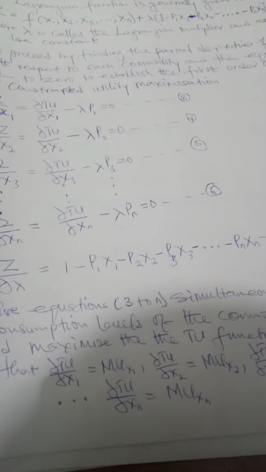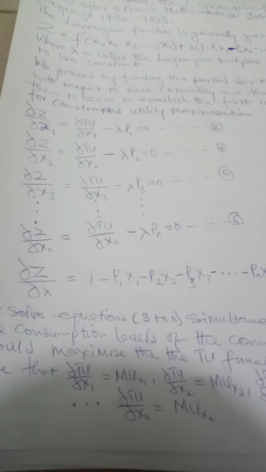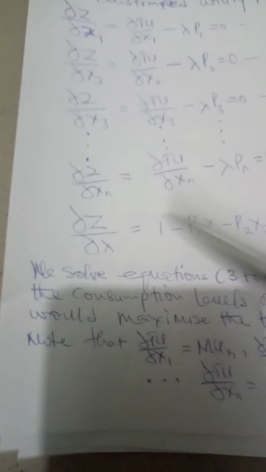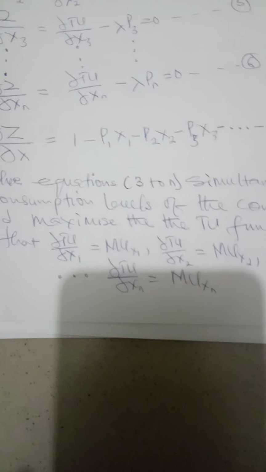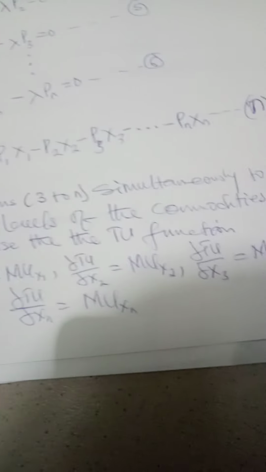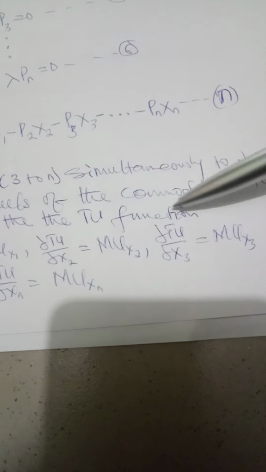Let's just leave it at that. The essence is for you to understand that you have to name the equations until you get to the one that we differentiate with respect to lambda. The next thing expected of us is to solve equations 3 to n simultaneously to determine the consumption levels of the commodities that will maximize the total utility function.